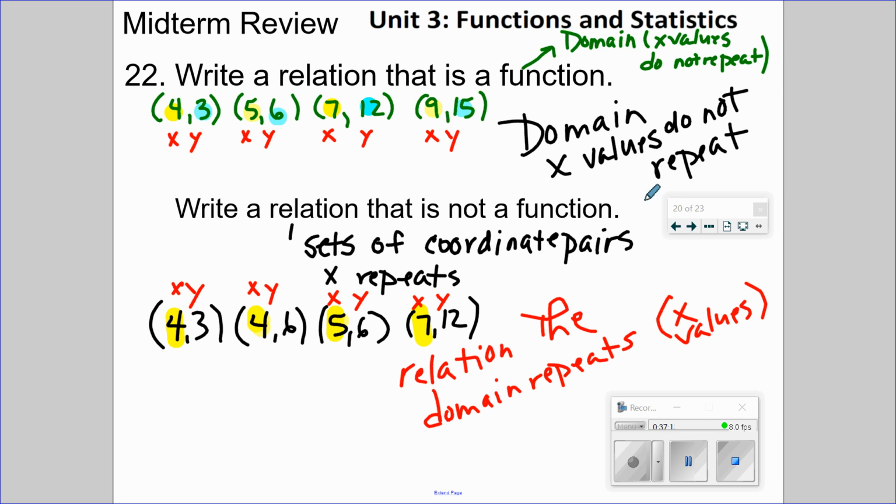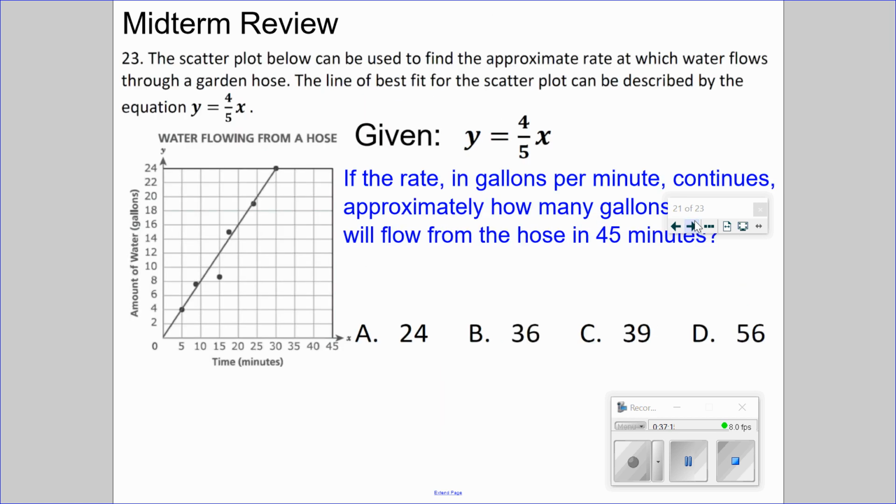Next question. The scatter plot below can be used to find the approximate rate at which water flows through a garden hose. The line of best fit for the scatter plot can be described by the equation y equals 4/5 x. If the rate in gallons per minute continues, approximately how many gallons of water will flow from the hose in 45 minutes? So if you look at your x-axis, that represents minutes.